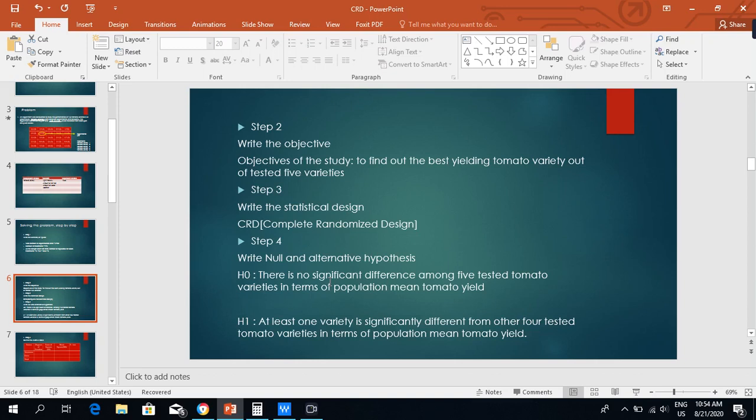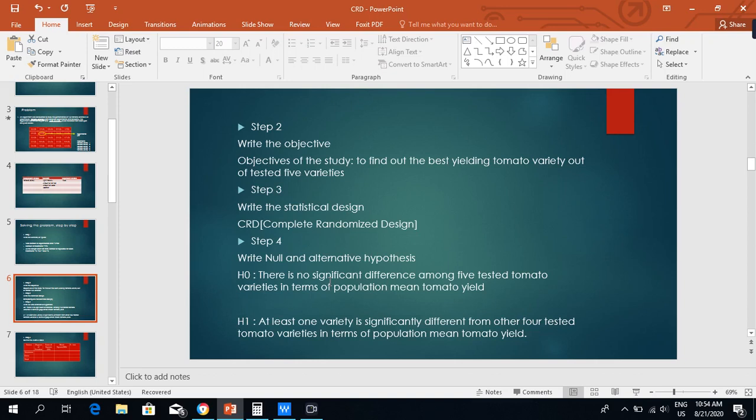For example, if we conduct an experiment to study the effect of 5 fertilizer levels on the yield of tomato plants, we can write our null hypothesis as there is no significant difference among 5 tested fertilizer levels in terms of population mean tomato yield, and our alternative will be at least one fertilizer level is significantly different from the other 4 tested fertilizer levels in terms of population mean yield.